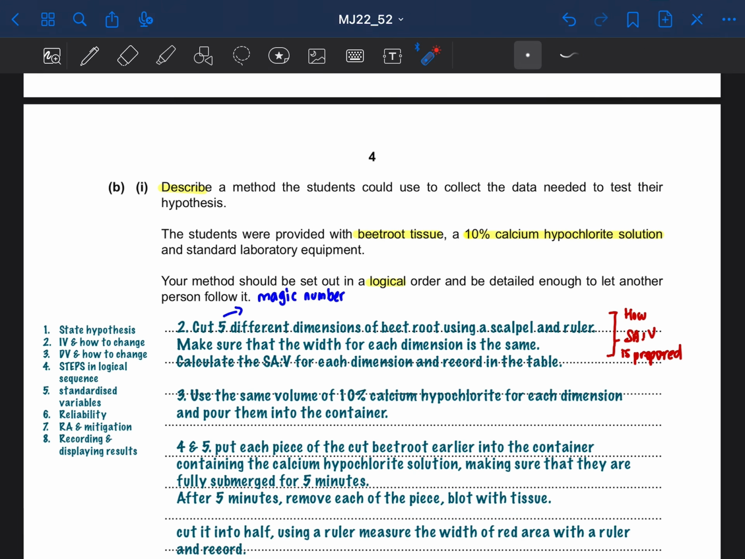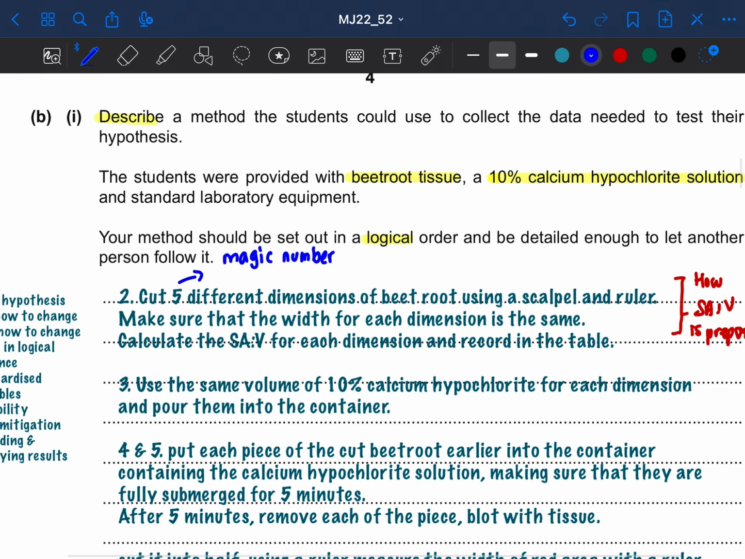So next, we were also given 10% calcium hypochlorite solution. Now, making sure that this is also standardized. How you're going to describe how you make sure that this is the same is the idea of using the same volume of 10% calcium hypochlorite solution for each dimension, and you pour them in a proper container. Or you can even improve that by mentioning that maybe put them in a beaker, for example. That would be a better idea as well, as another way to improve this answer.